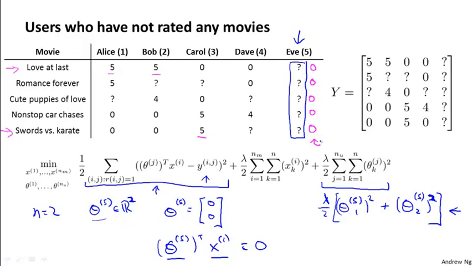The idea of mean normalization will let us fix this problem. So here's how it works. As before, let me group all of my movie ratings into this matrix Y. So just take all of these ratings and group them into this matrix Y. And this column over here of all question marks corresponds to Eve's not having rated any movies.